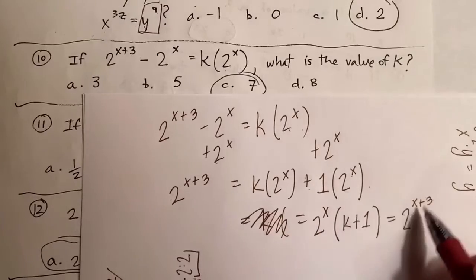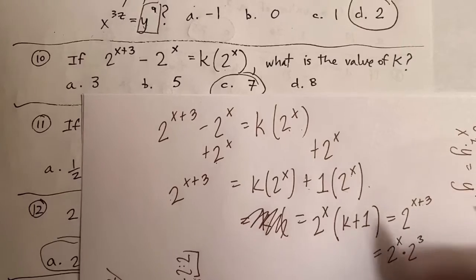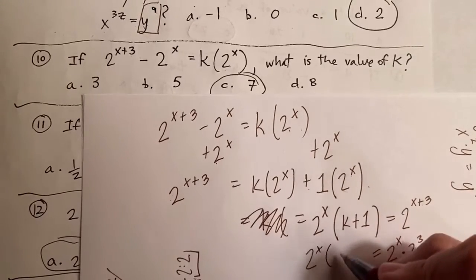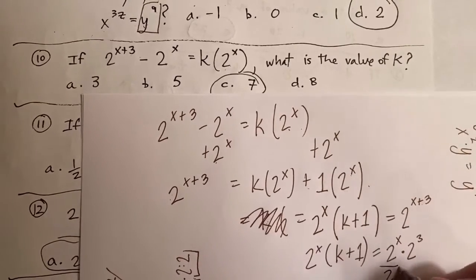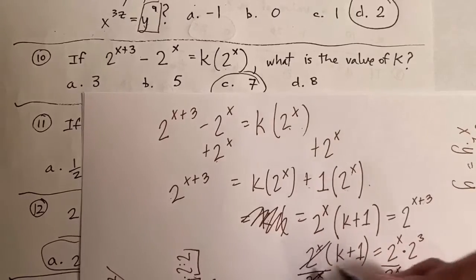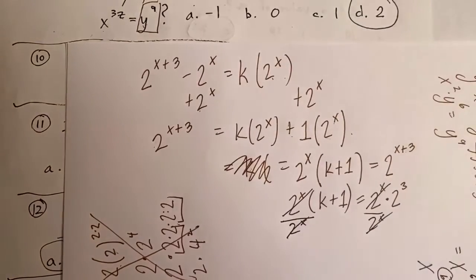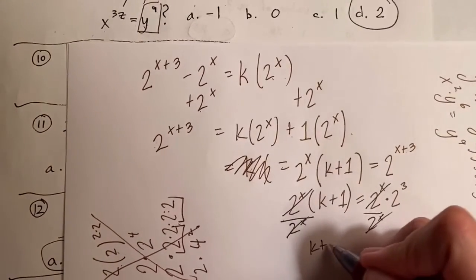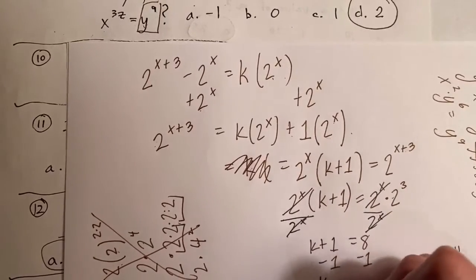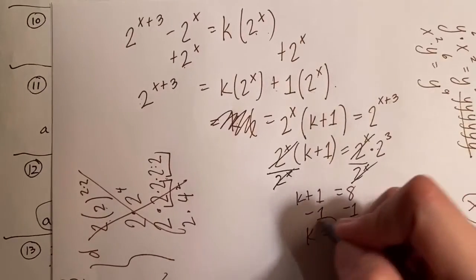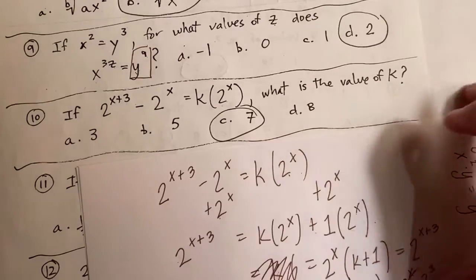Now we said a minute ago, we know what it means when you add exponents. So this is the same as this, right? And so let's copy that down here. It looks like I can cancel the 2 to the x on both sides. I could divide both sides by 2 to the x, and now it's getting a little cleaner. We have k plus 1 has to equal 2 to the 3rd power, which is 8. So when I subtract 1 on both sides, I get 7. And that is how I got 7.